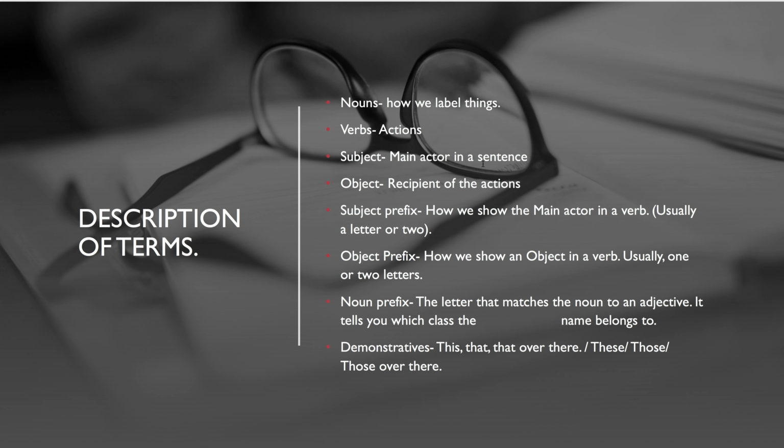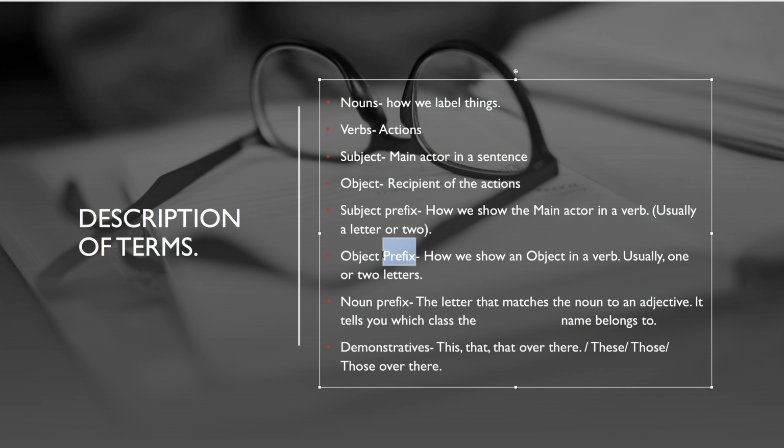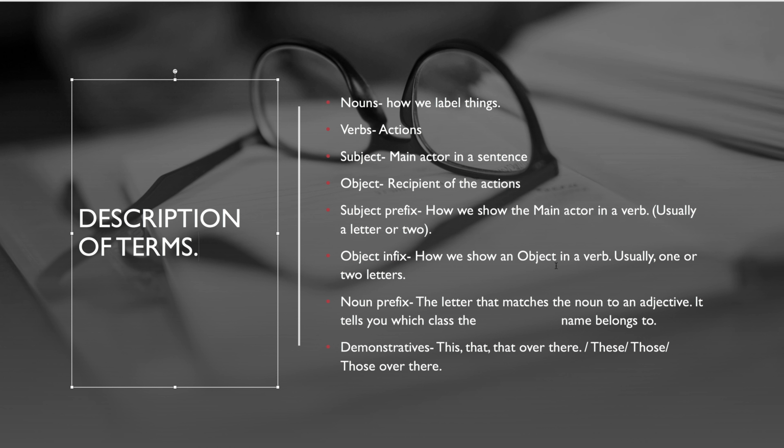Subject, this is the main actor in a sentence, the person who or the thing that is carrying out the action in the sentence. Object, if there's a recipient in that action, then you're going to be labeling that as an object. So English usually doesn't require subject prefixes and object infixes. Actually need to change that to an infix. Prefix because it comes in front of a word, and infix because it comes inside a word. So subject prefix is how we show the main actor in a verb, usually a letter or two, and an object infix is how we show the object in a verb, usually a letter or two.